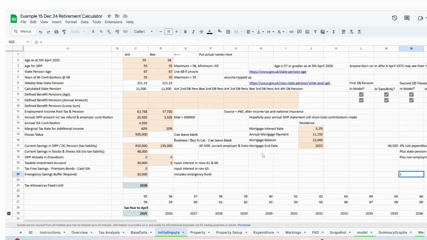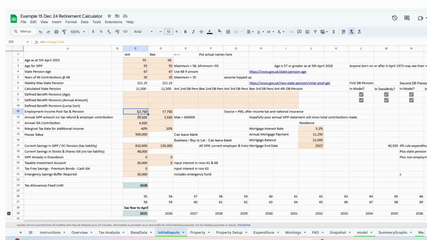Let's run through an example, how it was filled in and then how it was optimized. So we put in things like people's ages, when they can access personal pensions, state pension, years of contributions of national insurance for the state pension, so they're getting the maximum state pension. These people don't have any defined benefit pensions, but they could input those here.